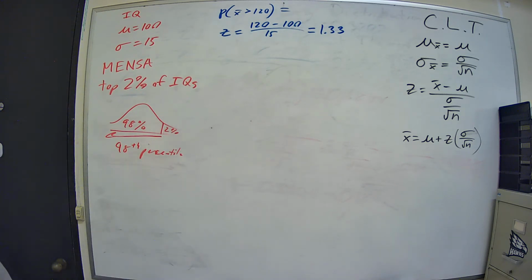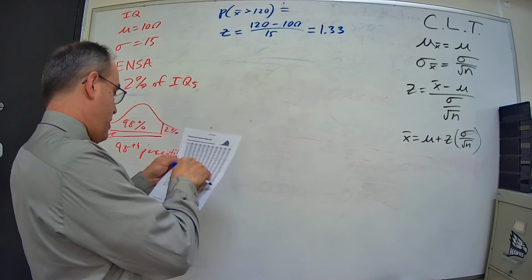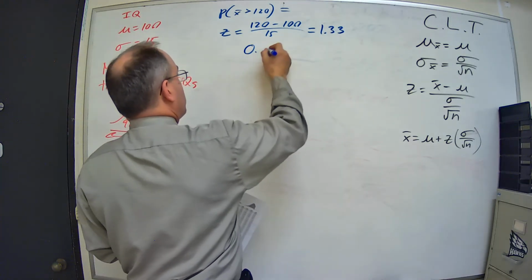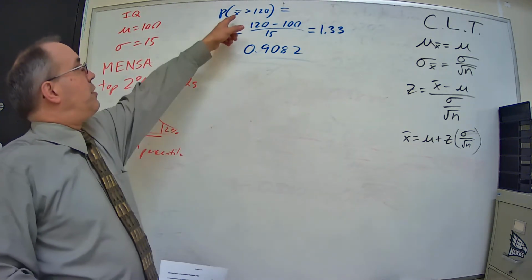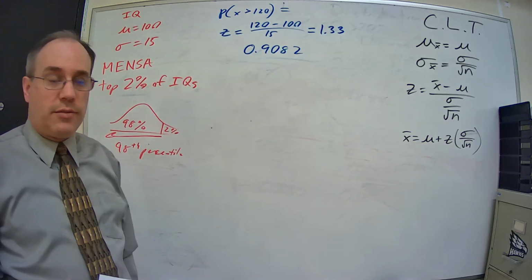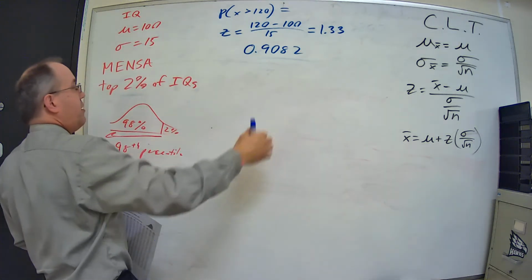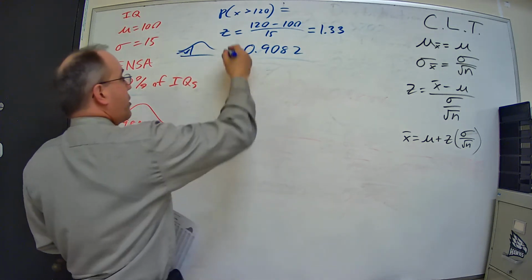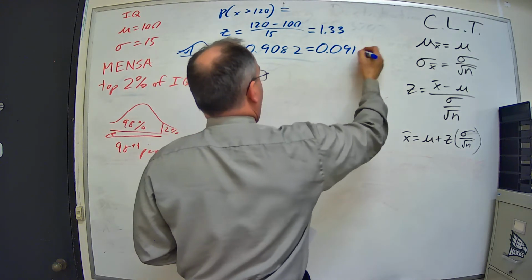We go to our table and look up 1.33, and we get 0.9082. We're looking for x to be greater than 120, so we're looking for the right-hand side. Remember, our table always deals with the area to the left. So we're going to take 1 minus that, which gives us 0.0918.